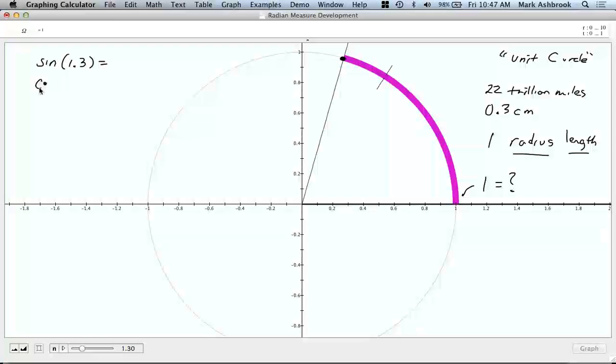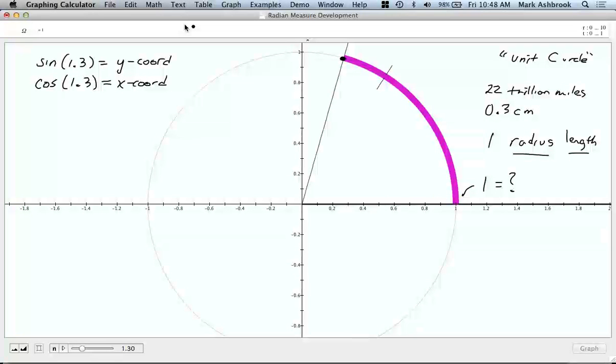Okay, and then the cosine of 1.3? And so what's another way to say the vertical distance above the horizontal diameter in terms of coordinates? That's just the y coordinate, right? So this vertical distance above the horizontal diameter is just the y coordinate of that point. Okay? And then cosine is likewise the horizontal distance to the right. So that's the x coordinate.